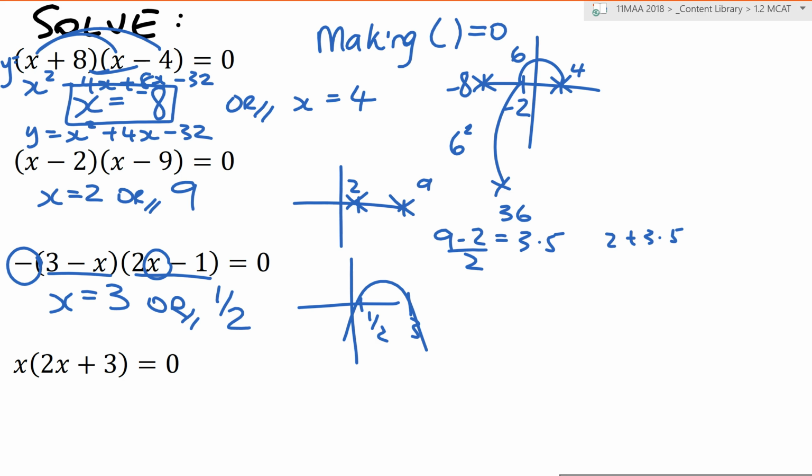Pardon? Jay, what are my answers here? X equals 0 or X equals minus 3 over 2. Yep. Negative 3 over 2. Why is it 0? Because of the X at the very front of the bracket, and 0 times anything would be 0. So that graph would actually go through the origin just there, okay?